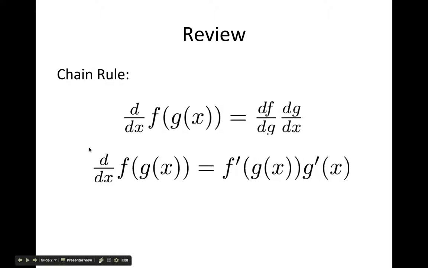The chain rule says that the derivative of the composition of functions f and g of x is equal to the derivative of f with respect to g times the derivative of g with respect to x. Alternately put in this notation, the derivative of f of g of x is equal to f prime of g of x, the derivative of f of x with respect to g of x, times g prime of x, the derivative of g of x with respect to x.